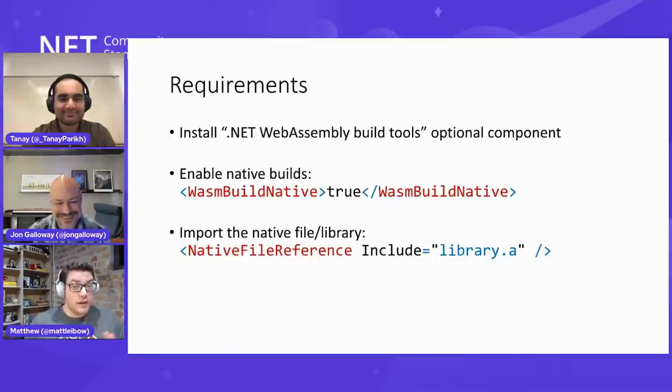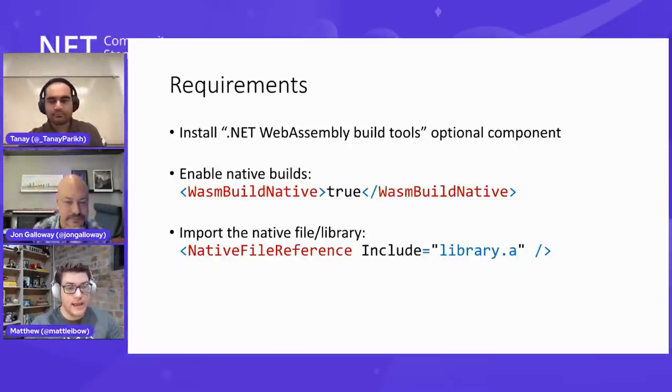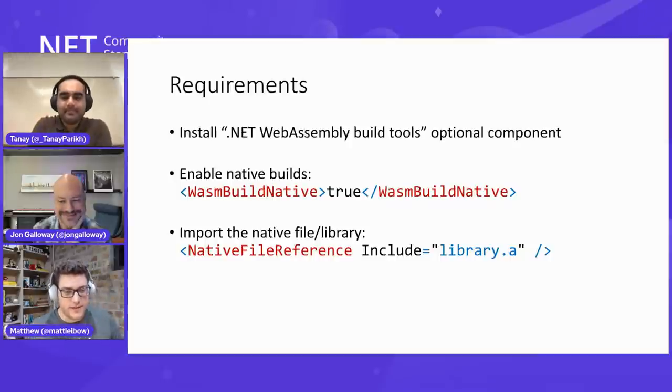To get started with C++ stuff in Blazor is incredibly simple. I mean, you've literally got to tick a box for the WebAssembly build tools, as well as add this property to the csproj and say, hey, I want to do some native code. This brings in the C++ toolchain, if you will. And then finally, as you would with any JavaScript file, you say, hey, import the native file reference, and this is the library I want to import.